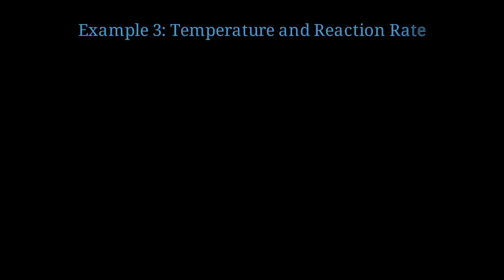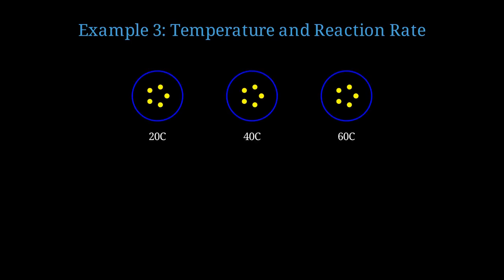Let's examine a chemistry example. You're studying how temperature affects the rate of a chemical reaction. You heat 3 beakers of the same chemical solution to 20 degrees Celsius, 40 degrees, and 60 degrees. You measure how fast the reaction occurs.